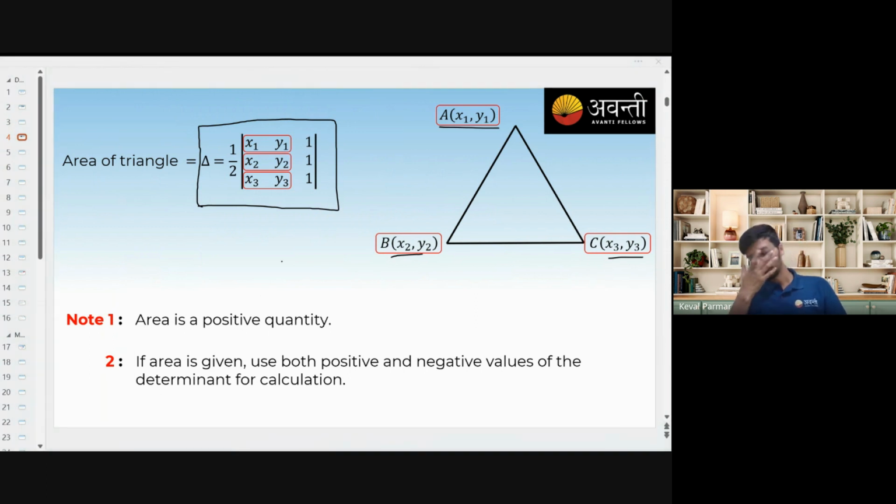Chalo. So from this, let me tell you, a determinant's value can come positive or negative or zero also, but the area is always positive. That means you can use modulus here, or you can just consider the positive value. Next, an important point: if area is given, use both positive and negative values. Correct? Why? Because area given will always be positive, but the value of the determinant can be positive or negative.